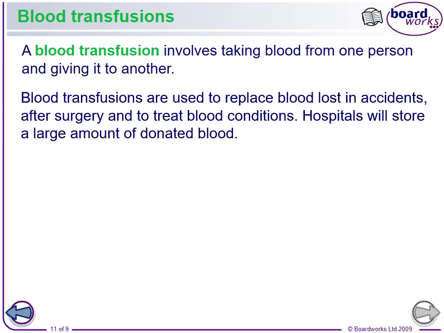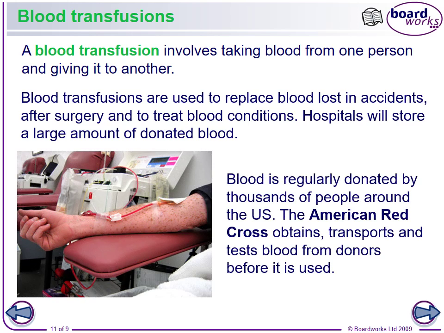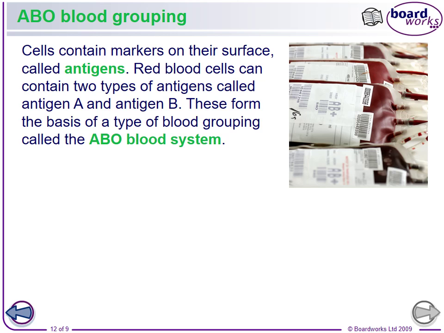Hospitals will store a large amount of donated blood, so they have it on hand. It's regularly donated by thousands of people around the U.S. The American Red Cross obtains, transports, and tests blood from donors before it's used. Interesting thing is, here we have a blood drive twice a year, and there were a couple of people who donate blood fairly regularly at other places, and so their blood was not good. They'd donated too recently to be allowed to donate blood at the blood truck.